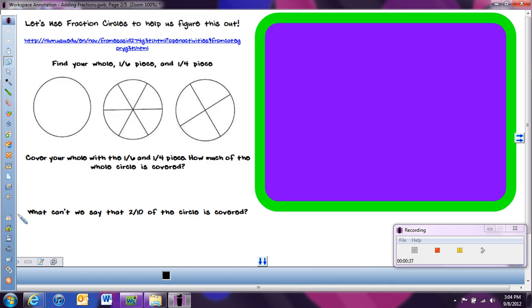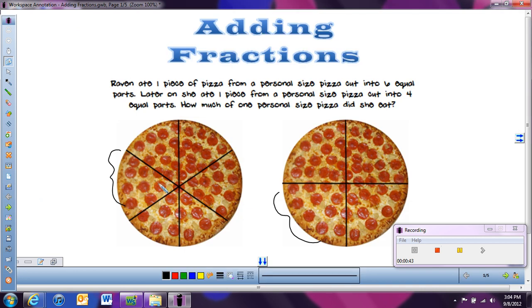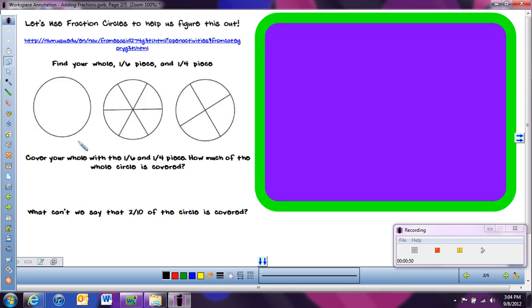Well, first of all, we're going to have to use some fraction circles. We're going to have to see what we can do to figure this out, because I can't just put those together and add them together because they don't have the same denominator. They're not the same size, so I can't just add them together. So again, just like in our last lesson, you don't have fraction circles in front of you, and you won't be able to see me use them, so we'll just use our pictures over here.